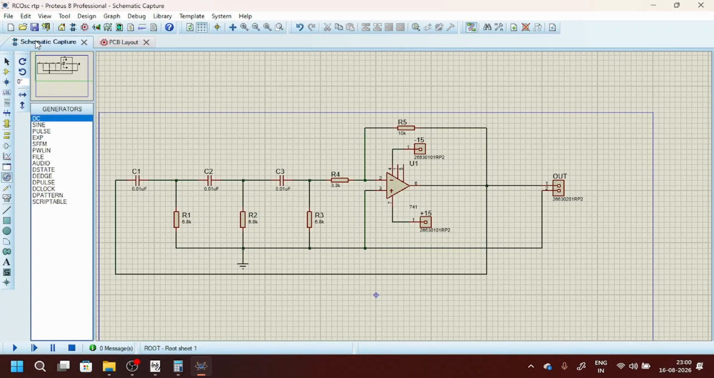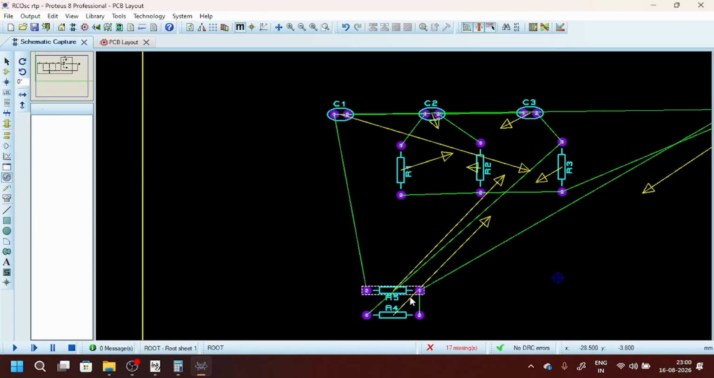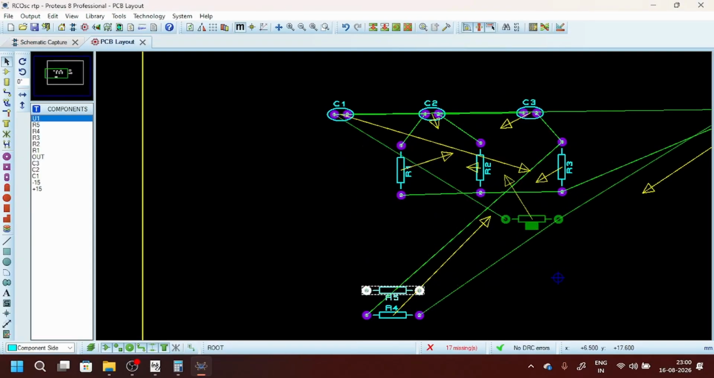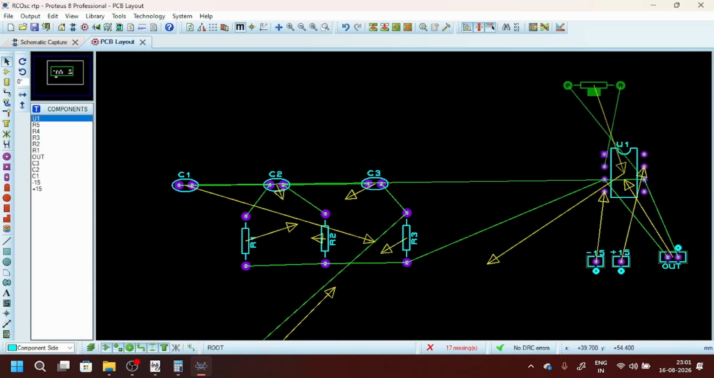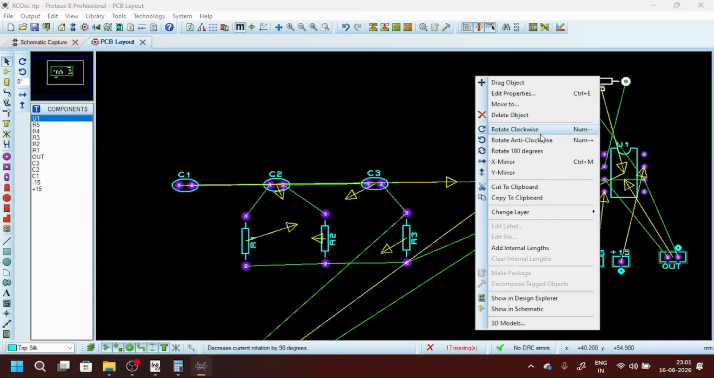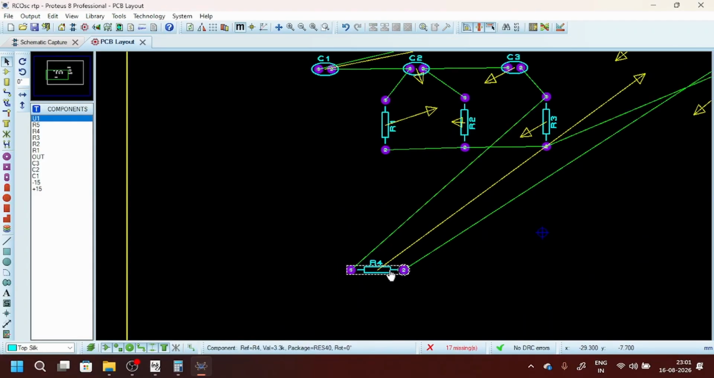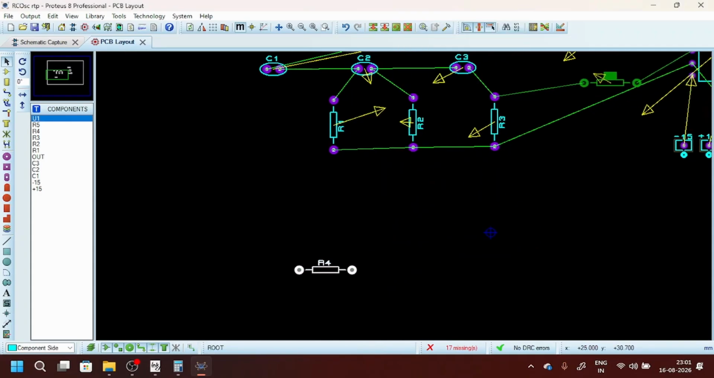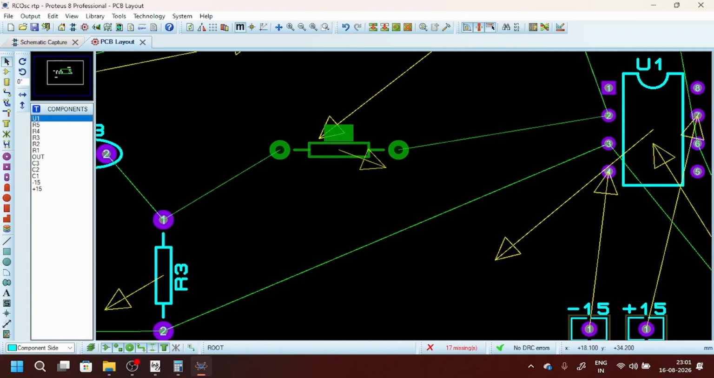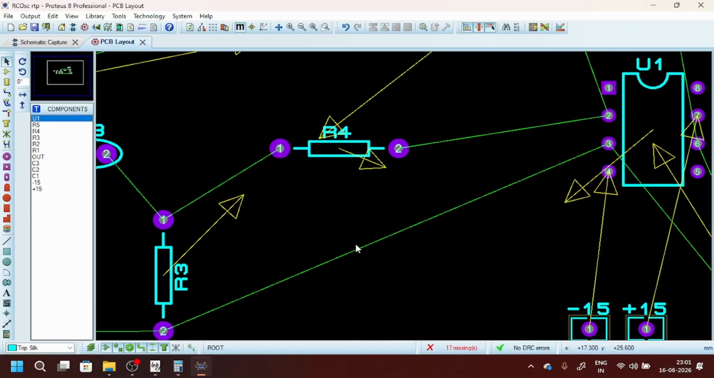So R5 is a feedback resistor, so I'm just going to keep it here, and R4 is our input resistor like this. Okay.